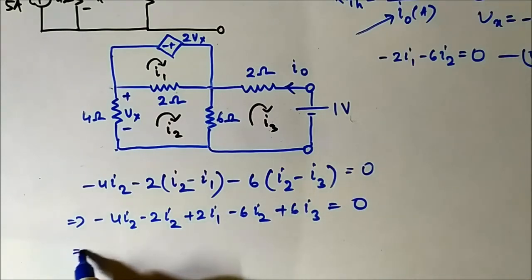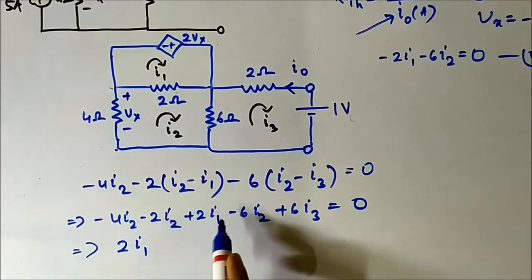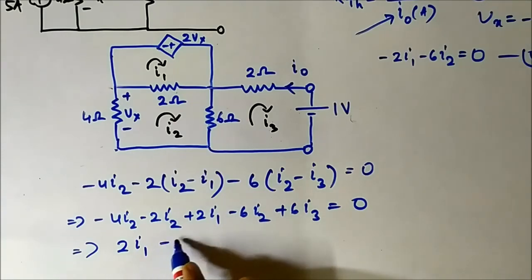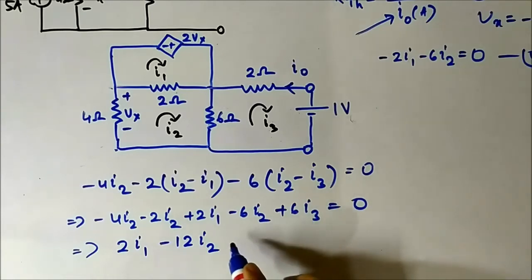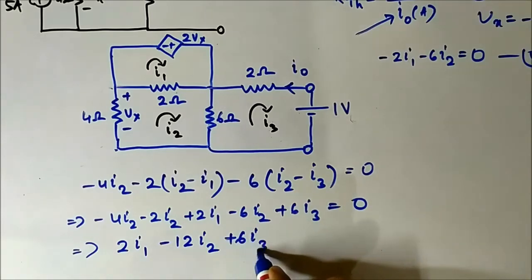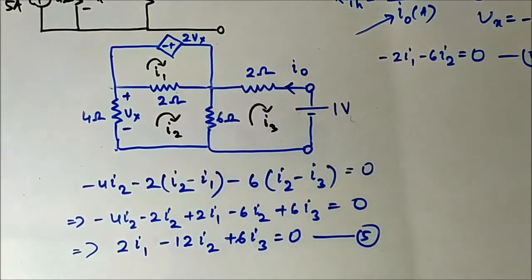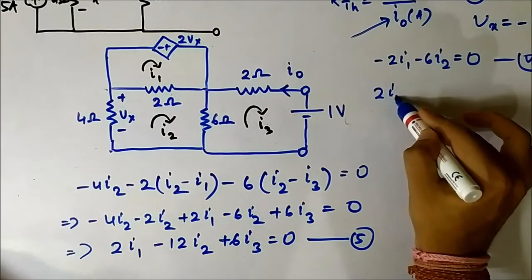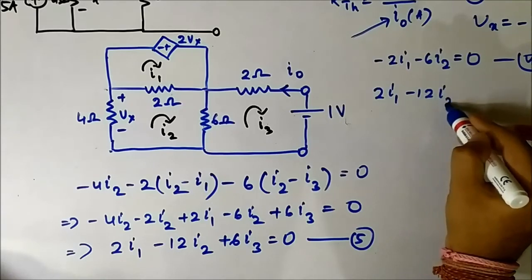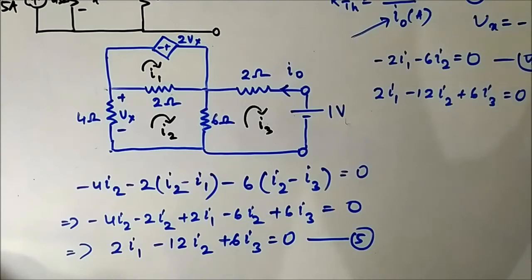So bringing all the coefficients together, it will be 2I1 minus 4I2 minus 2I2 minus 6I2, which is minus 12I2, and only 6I3 is there, plus 6I3 is equal to 0. This is the fifth equation for the second mesh. So let us write it down here: 2I1 minus 12I2 plus 6I3 is equal to 0. This is the fifth equation.